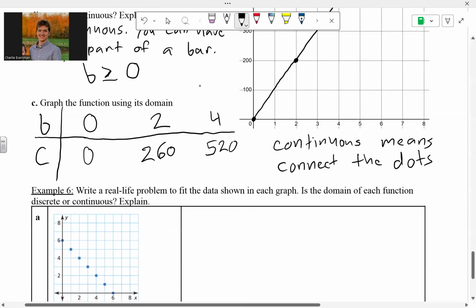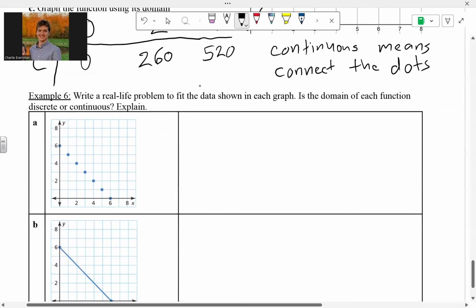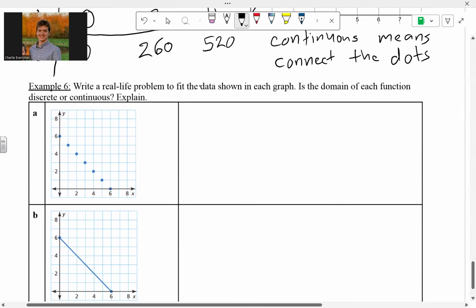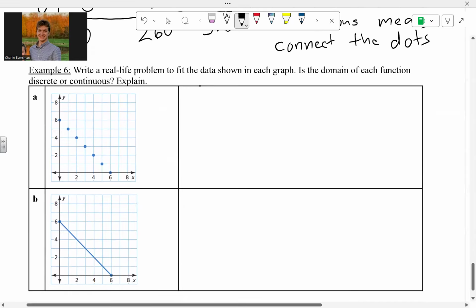And if you want to take a break before watching the rest of this, that's okay with me. But the prompt here is: write a real life problem that fits the data in each graph. Is the domain of each discrete or continuous? I think you might be able to get the second part of that question pretty easily. Is this discrete or continuous?